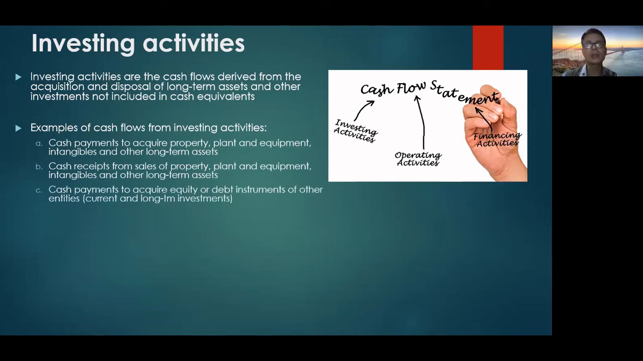Cash payments to acquire equity or debt instruments of other entities. Let's say, for example, they bought shares from San Miguel Corporation. Okay, so these are held as current or long-term investments. So those are part of investing activities, because companies also invest in other companies, especially big corporations. Cash receipts from sale of equity or debt instruments of other entities.